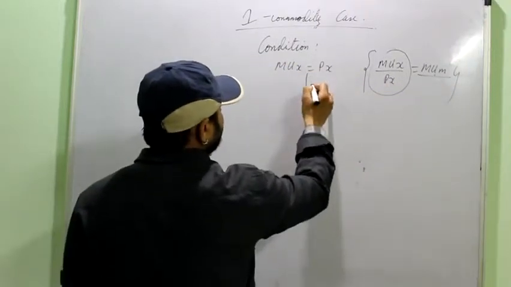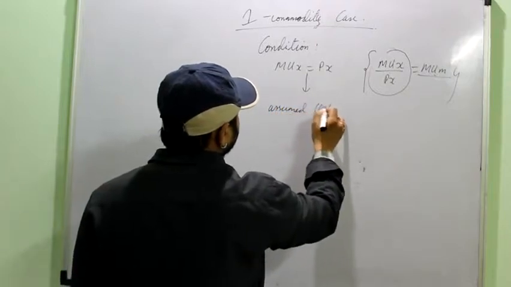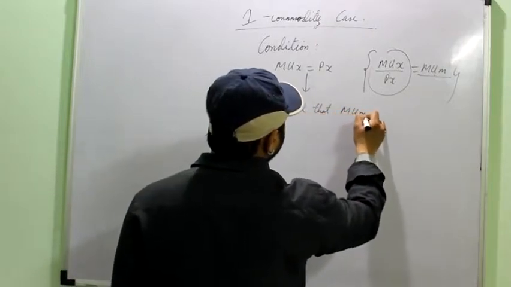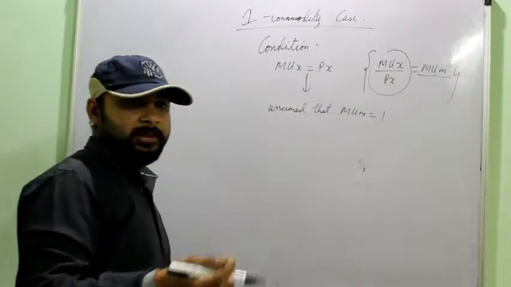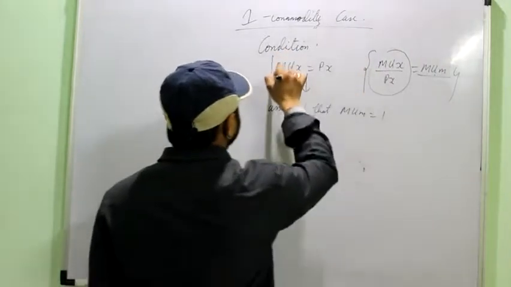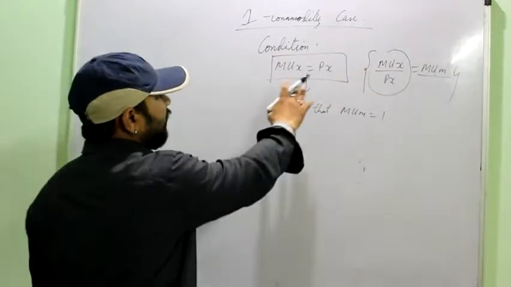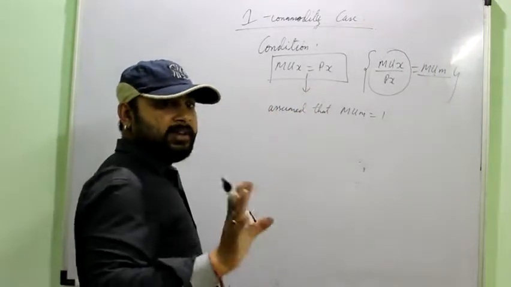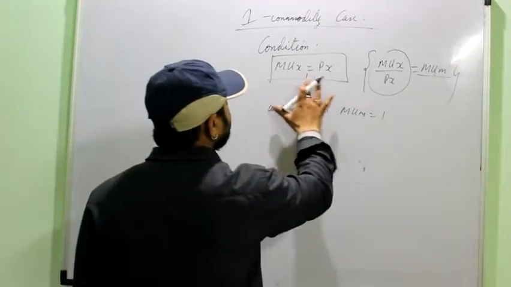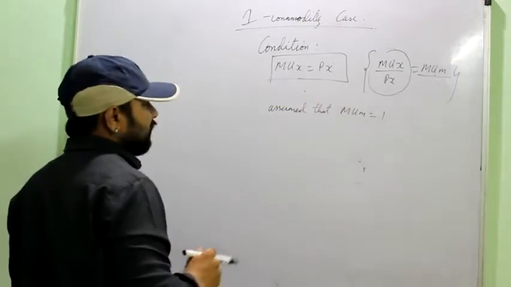If I use this condition, I have simply assumed that the marginal utility of money is 1. It means 1 rupee gives me 1 utils of utility. So I need not divide it. I can simply write MUX is equal to PX, and it won't be marked wrong. Anywhere if you write this condition, it will never be marked wrong. So you have to remember this condition, MUX is equal to PX.